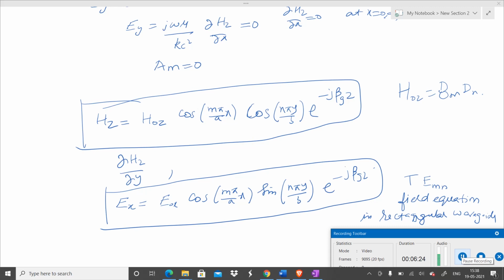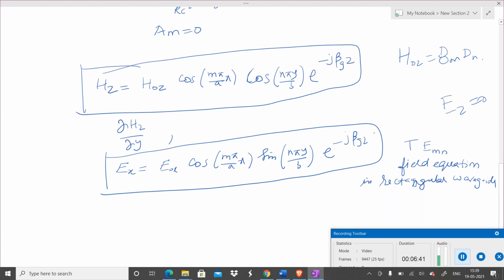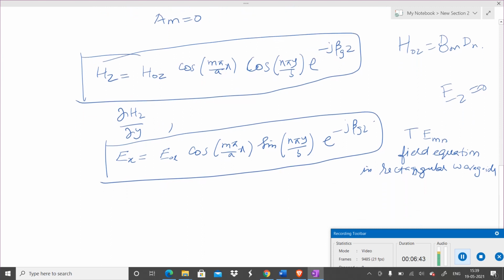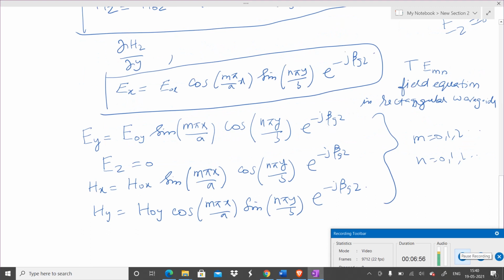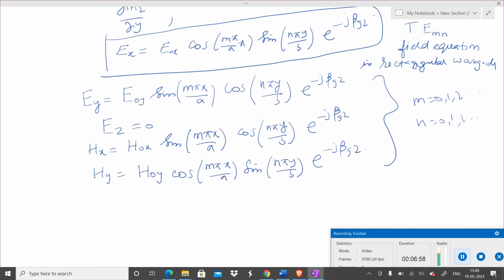Now why TE? Because it is a transverse electric wave, as the component in the direction of propagation z is 0. What are m and n? They are two integers that define the mode. Similarly, you can use other relationships which we derived yesterday from Maxwell's curl equations to get the other components. I will write them directly here: Ey, Ez is 0, Hx, Hy, and Hz, which we have derived. So these are the TE-mn field equations for a rectangular waveguide.